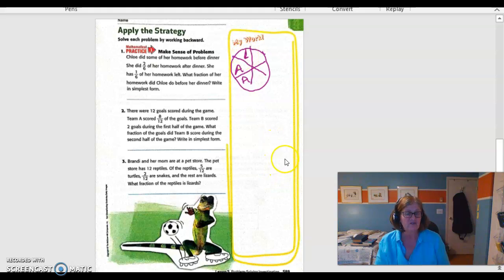So how much did she do before dinner? 1, 2, 3/6. Because it says to write it in simplest form, what would 3/6 equal? You can see it here. It equals 1/2. 1/2 before dinner.